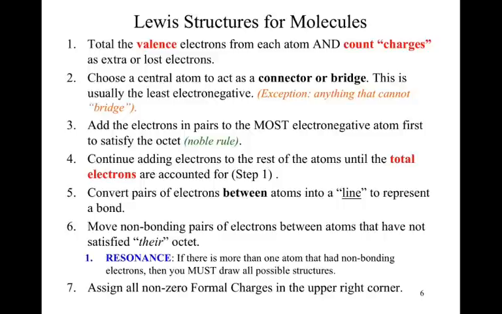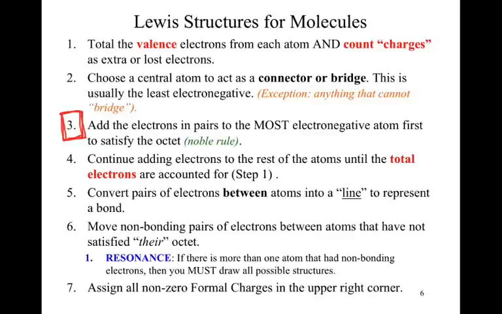I would highly encourage you to pause and read through these and make sure you follow them. For the most part, they're the same as every other rule set that you'll find out there, but there are some subtle differences. That big difference, number one, is right here with step 3. We want to add electrons in pairs to the most electronegative atom first. This is why electronegativity becomes important. I like to refer to this as the noble rule because we're satisfying the octet. We'll add them until we've achieved 8 electrons around our atom.